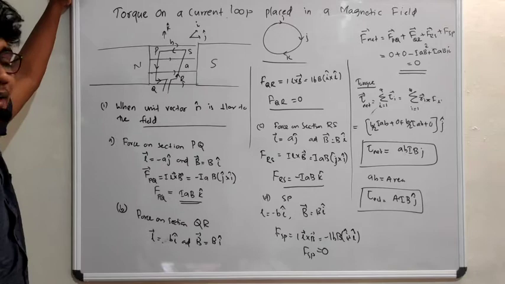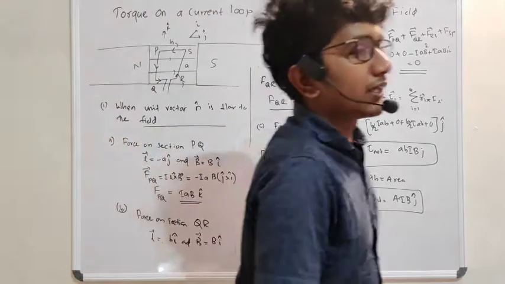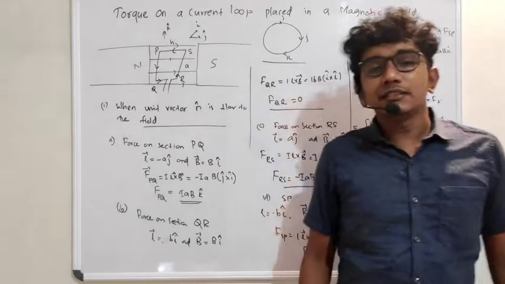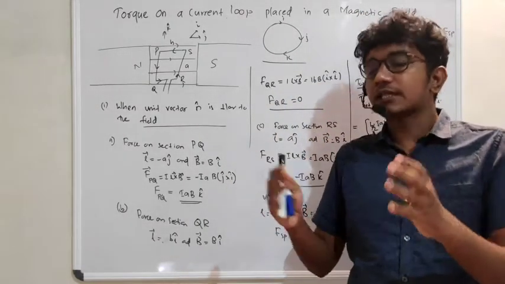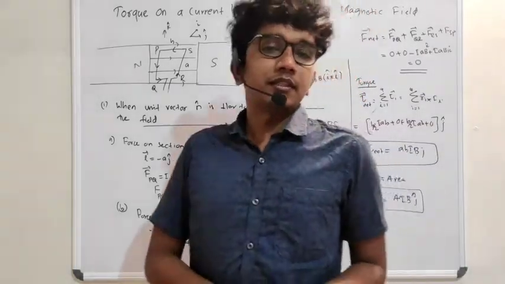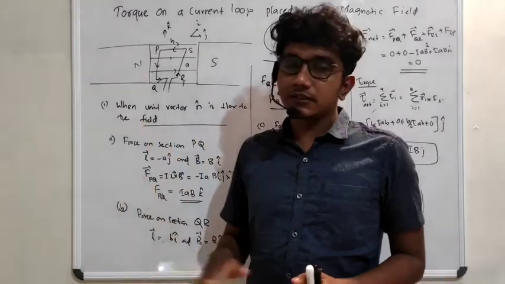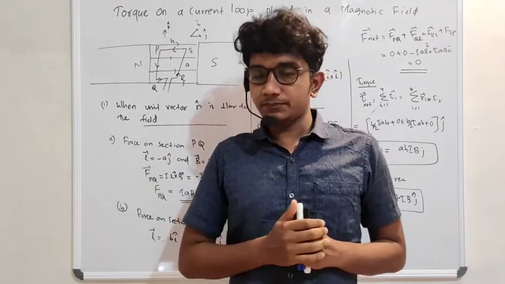So today's last topic: torque on a current loop placed in a magnetic field. We are going to discuss, if we place a loop in a magnetic field, how much will be the torque acting on it? One thing you have to note is that here we are going to discuss two cases.